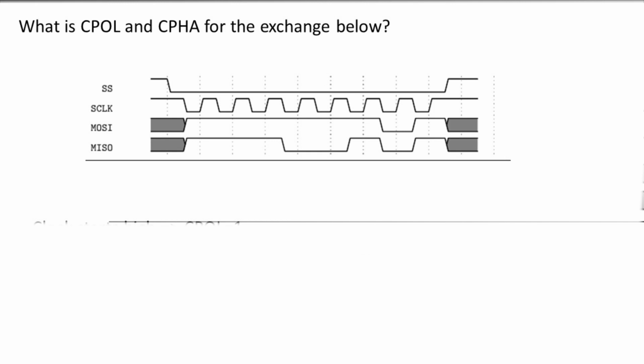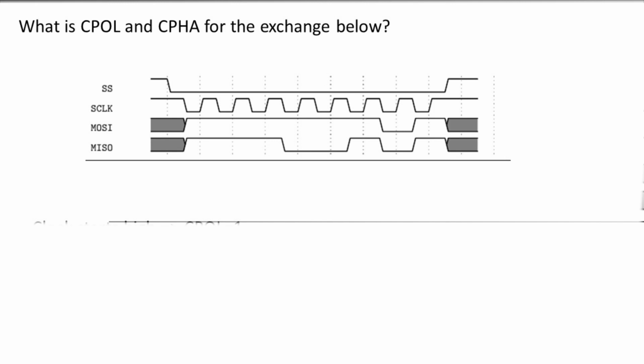This one is, what is the CPOL and CPHA for the exchange below? This one's kind of tricky. In order to answer that, you have to look at when the data changes relative to the clock. If the first time the data changes in this exchange is the same time the clock changes, then CPHA is 1. CPHA, which is the phase, if that's 0, then that puts the data half a clock cycle ahead of the clock.